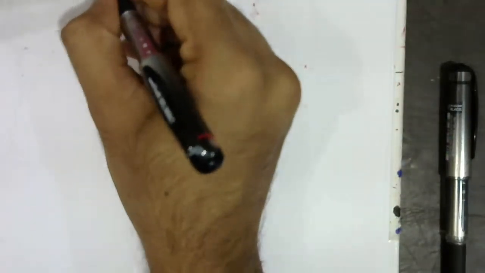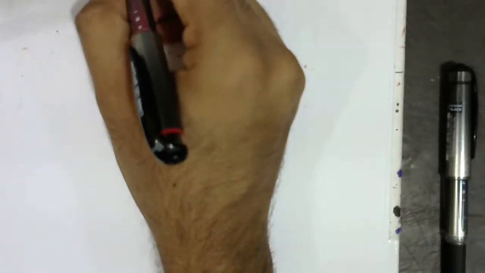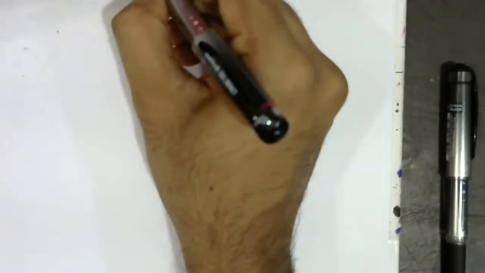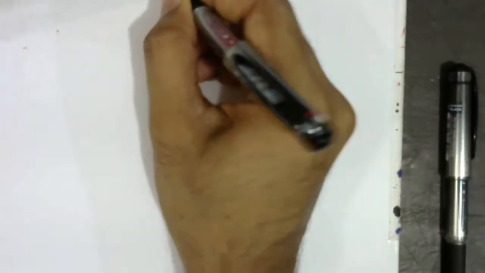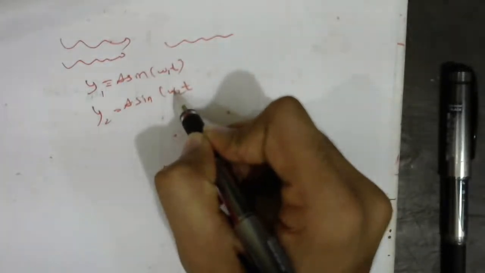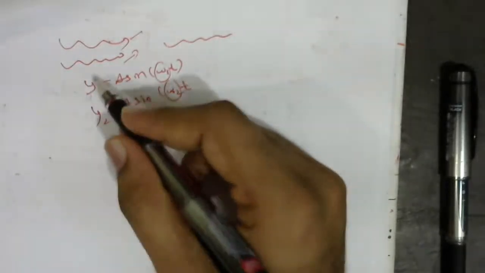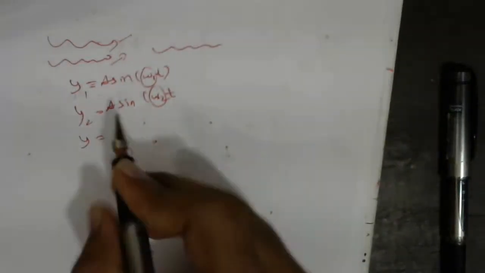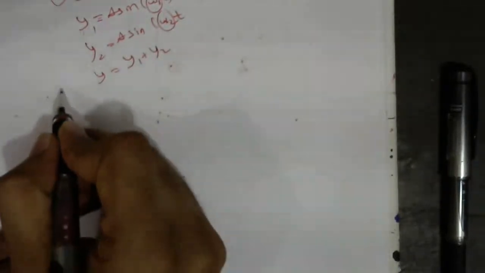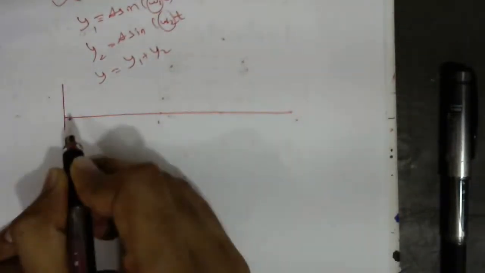For example, y1, the displacement equation for the first one, y1 is equal to a sine omega 1 t. Y2 is equal to a sine omega 2 t. Omega 1, omega 2 have been taken because omega 1 is the frequency of the first wave, omega 2 is the frequency of the second wave. After superposition, y is equal to y1 plus y2. After simplifying, you'll get waxing and waning. So just theoretically, I'll show it diagrammatically.